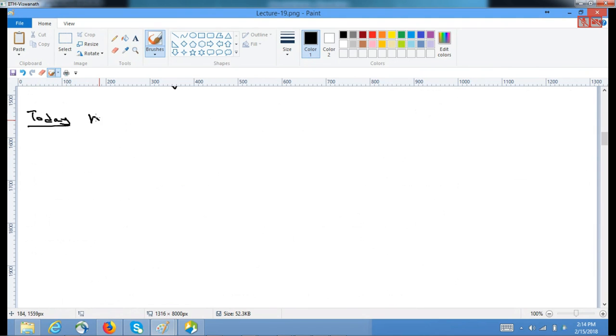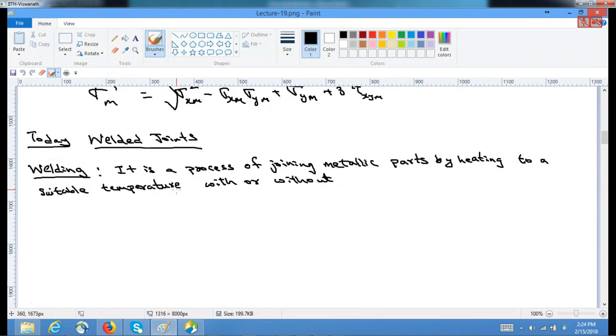Today we start on welded joints. It's a new chapter. We will initially go through a couple of definitions, types of welded joints, and strength of the welded joints, and then based on the strength of the welded joint, we'll design different structures without application of pressure.